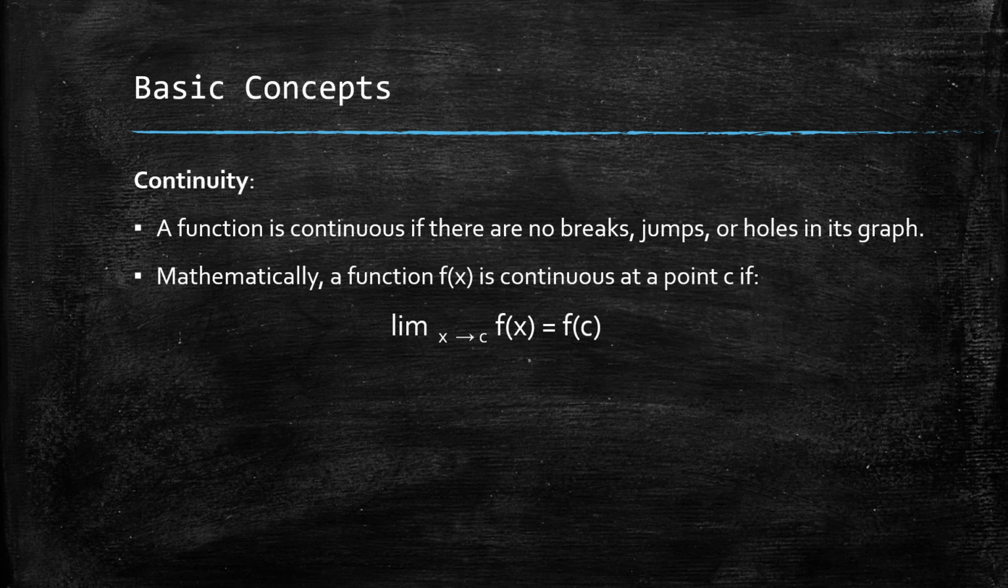Let's have a look at the basic concepts. Continuity shows whether a function is continuous or not. If the function follows the notation limit x tends to c, f(x) is equal to f(c), the function is known to be continuous at point c. Also, the values of f(c) should be equivalent when c is approached from the right-hand side and from the left-hand side on the number line.